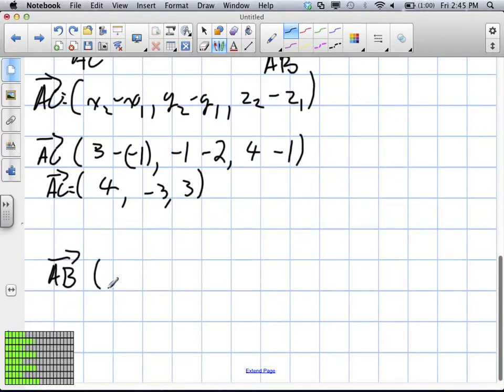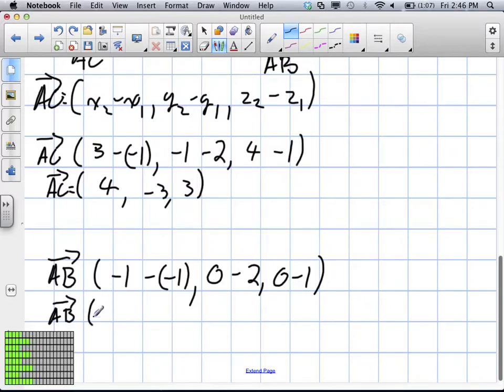Vector B, same formula. Instead of writing the formula out since we already have it, I'm going to go straight to the points. The first point was -1 and A is -1. So -1 subtract -1. Then we have 0 subtract 2 and 0 subtract 1. So vector AB is equal to 0, -2, -1. Okay. So now we have our 2 parts, vector AC and vector AB.